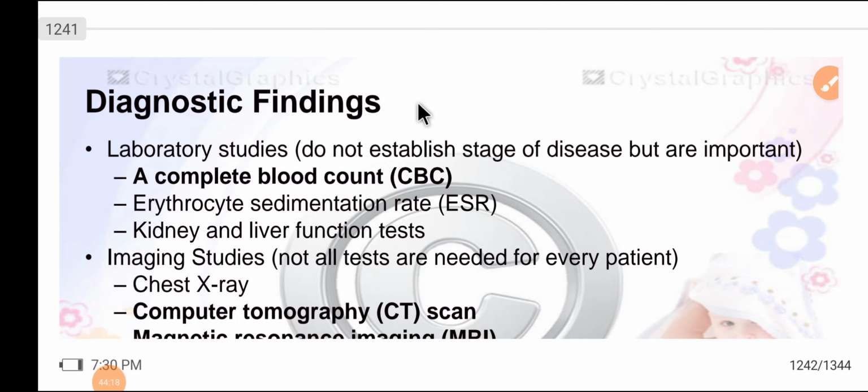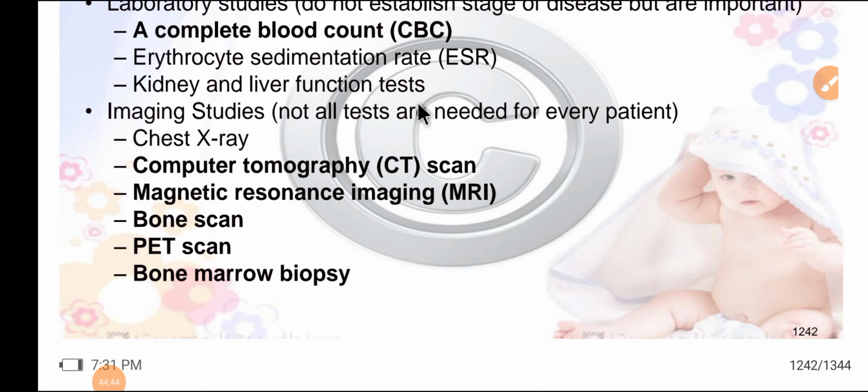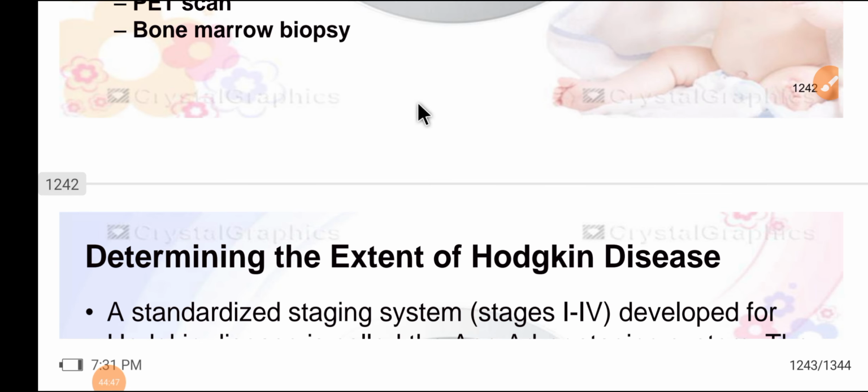Diagnostic findings. Laboratory studies do not establish the stage of the disease but are important: a complete blood count, erythrocyte sedimentation rate, kidney and liver function tests. Imaging studies: not all tests are needed for every patient. Chest X-ray, computed tomography scan, MRI, bone scan, bone marrow biopsy. This is all about the disease, and determining the extent of Hodgkin disease we will study later on.